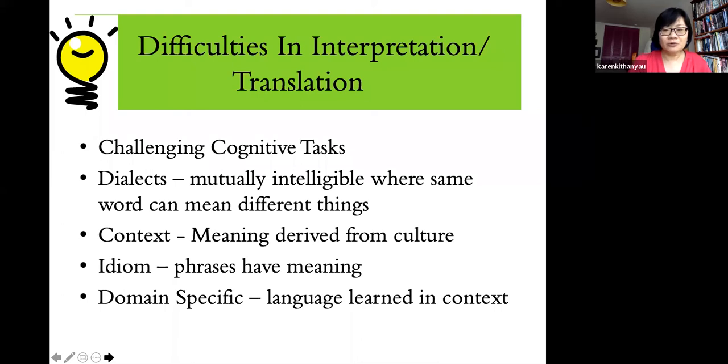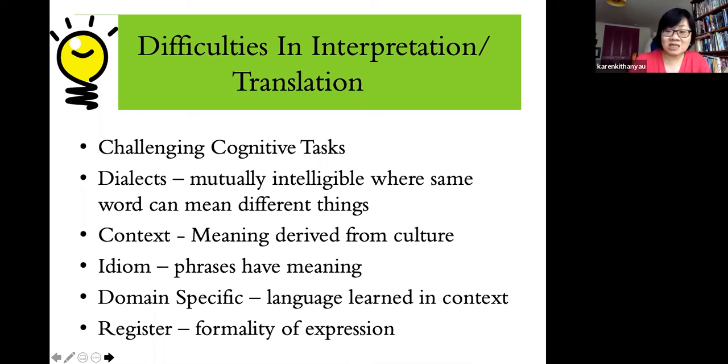And we're going to know that the language used is going to be dependent on the domain, right? Law is one specific domain. And register is going to be difficult in interpreting. Register is, for example, the client using a word like "speak," but the interpreter is actually using the word in English, "discuss." That's a difference in formality, and that has an impact on assessing a client's credibility.